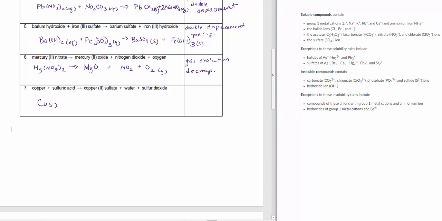Copper, which is a solid metal, reacts with sulfuric acid, which is going to be aqueous, in order to form copper sulfate, which will be aqueous, water, which is a liquid, and sulfur dioxide. Sulfur dioxide is going to be a gas. So this is gas evolution. This is redox because we have the oxidation state of the copper changing. You see it going from a 0, elemental form it is a 0, to an ion of +2. And let's see, what else is changing? It's probably the sulfur.